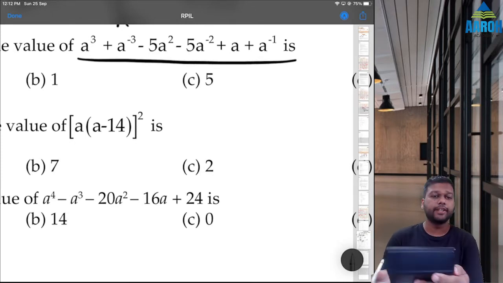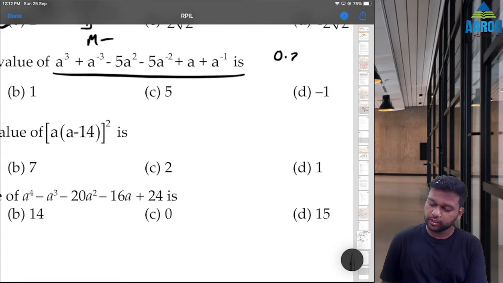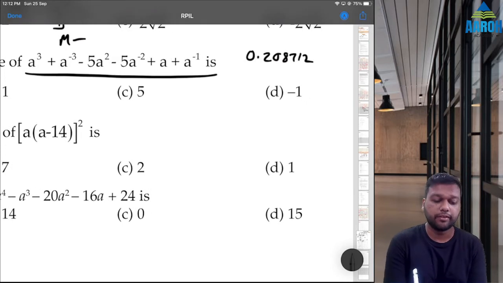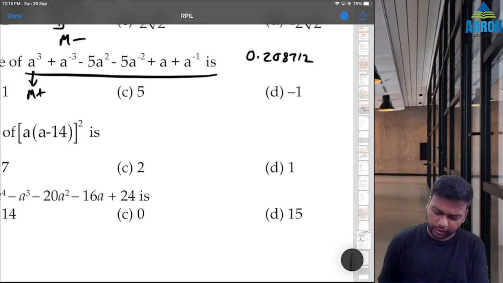Okay, 208712. So let's try this here. How to do it? Concentrate carefully. Again, we have to type A every time. 0.208712, right? Yes. Now we have to type this every time. 0.208712. Cube is what? Into and 2 times equal to. So we get this, M plus. Now this is just reciprocal. So take divided by equal to, M plus.